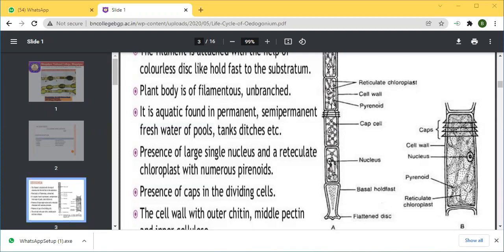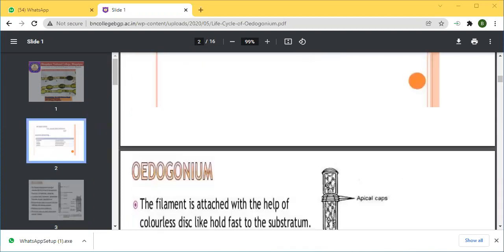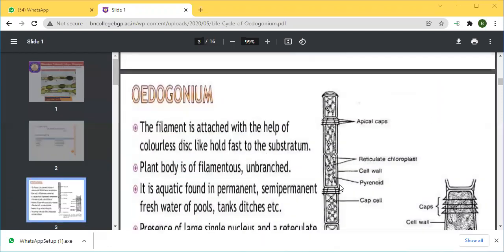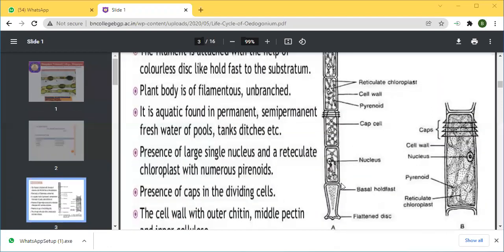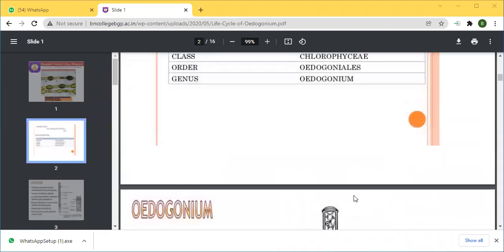What is the other important part? Here you can observe the apical portion. In this part, the cap is most important. In the starting I'll explain. You can remove the two cells that are most important. One is the basal, another one apical.